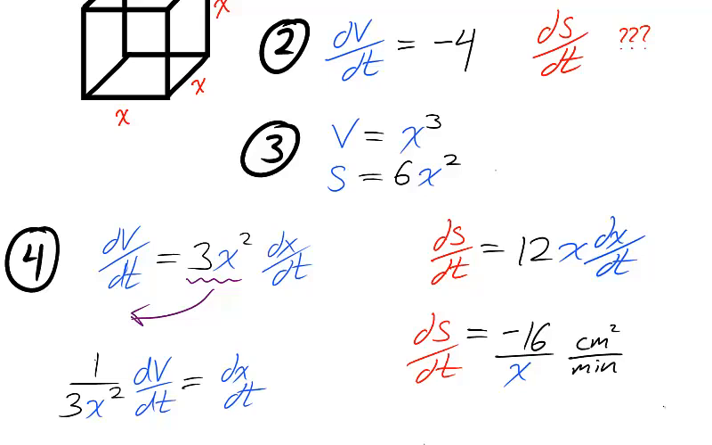Now, we're told that dV/dt is constantly -4, so the change in the surface area depends upon the current size of the cube. This is the best answer we can provide with the information given. Once we're given a specific side length x, we can figure out dS/dt. For example, if the side length is equal to 4 centimeters, then the change in surface area is -4 centimeters squared per minute.